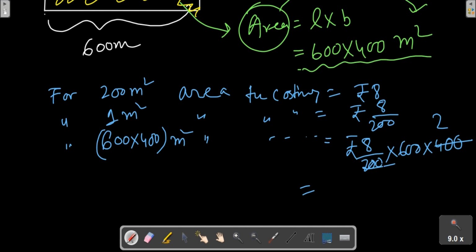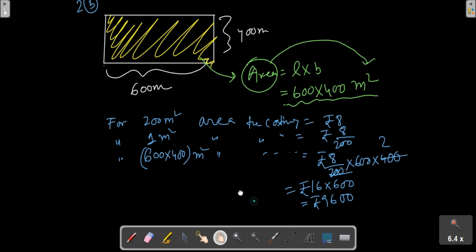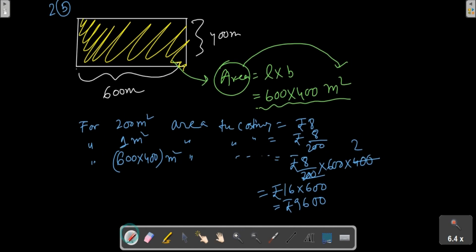So here if you do this calculation now, means if I multiply now, it would be 16, means 8 2s are 16, then 600. So 16 sixes are 96, and then 00, and in both the cases the rupees symbol should be there. So the full sum is on the board. I hope all of you have understood. See, this is the answer actually, means this is the costing, how much cost would be there for tilling this full field.